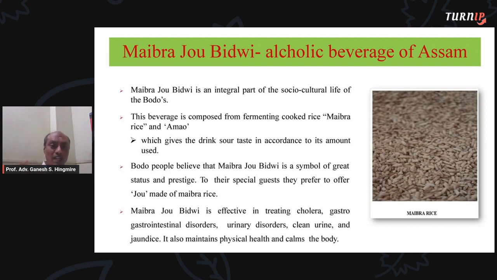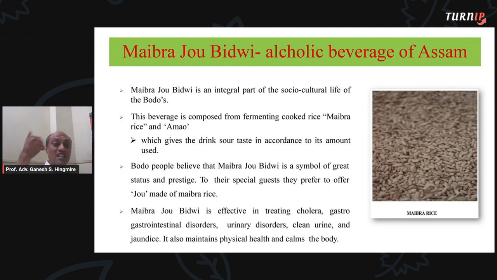That is one of the rice which is nutritionally very high, and there is a special alcoholic beverage process and utilization of the Maibra, that is called Maibra Jaw Bidwi. So we have seen Jogran, and now we are discussing Jaw Bidwi, that is from a specific kind of rice, that is also rice beer. Bodo people believe that Maibra Jo Bidwi is a symbol of great status and prestige.